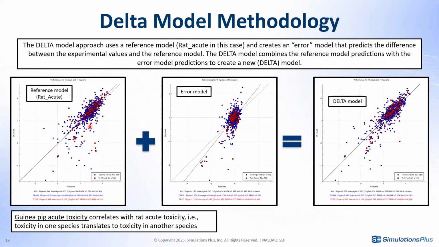In the delta model approach, we build a model on the predictive errors from the reference model. And then the combination of the reference model and the error model give the final delta model. And you can see the final performance, and actually judging from the statistics, it's significantly better than the reference model by itself. Again, this delta model technology is available within the ADMET Modeler package.